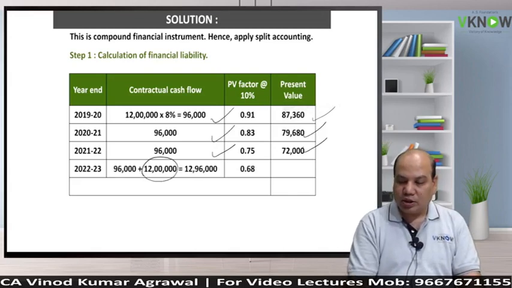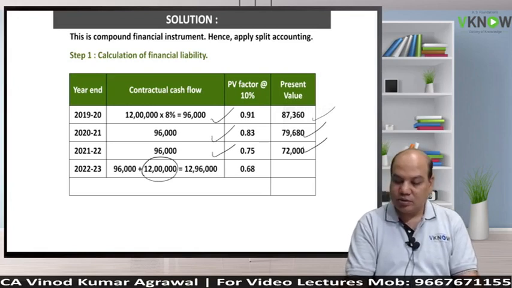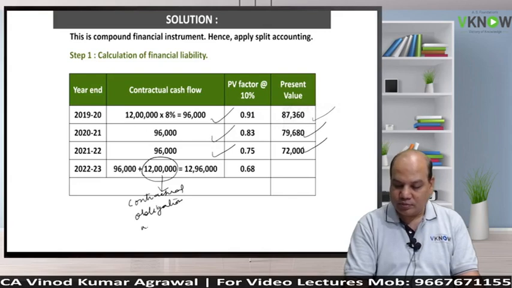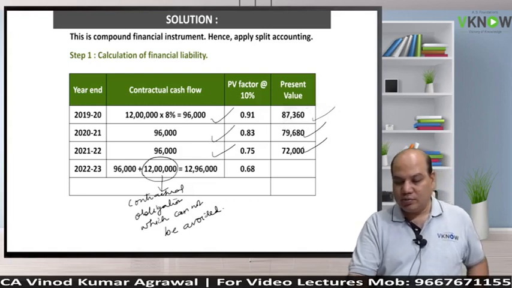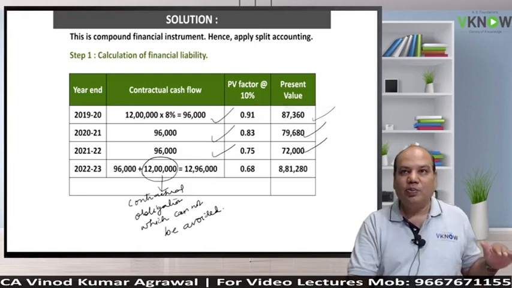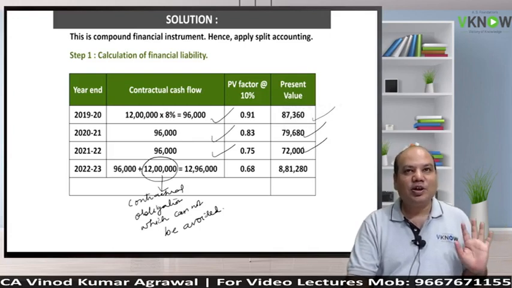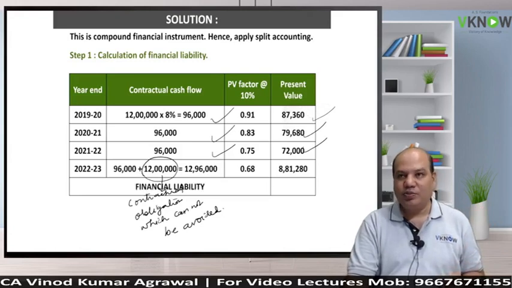Why have we added 12 lakh? That is a query from a student. It is a contractual obligation which cannot be avoided if demanded by the holder. Then students normally ask me, in the previous question, why did you not take 5 lakh rupees? Because that was compulsorily convertible into a fixed number of shares, so there the holder cannot demand 5 lakh. Here the holder can demand 12 lakh. So according to the question, I have to keep changing the presentation.